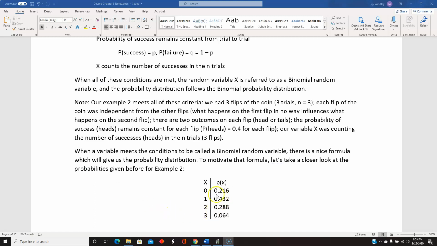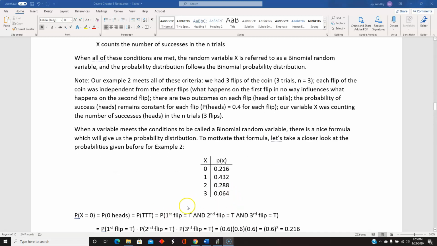So when I gave these probabilities earlier, I didn't just make them up. They come from a formula. And so let's work through, it's going to be a little bit time consuming, but let's work through how you can figure out those probabilities just knowing what we know from the chapter on probability. The probability that x is 0, meaning you've got 0 heads. The only way you can get 0 heads is by flipping tails, tails, tails.